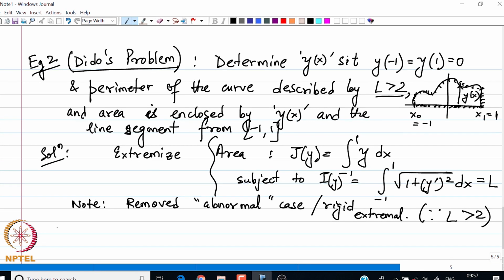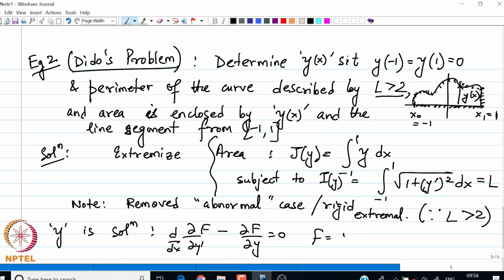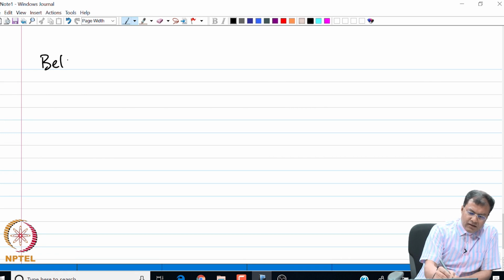So then, the extremal y will be the solution to the Euler-Lagrange equation, d/dx of partial f partial y prime minus partial f partial y equal to 0, where f is y minus lambda times square root of 1 plus y prime square. And again we can go ahead by observing that this quantity f is independent of the variable x explicitly, which means we can again use the Beltrami identity.